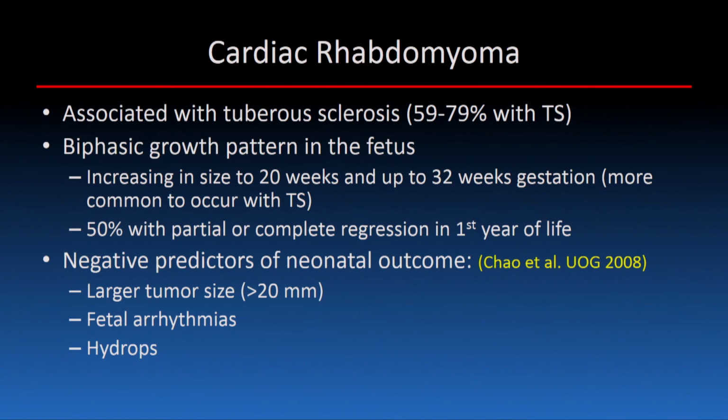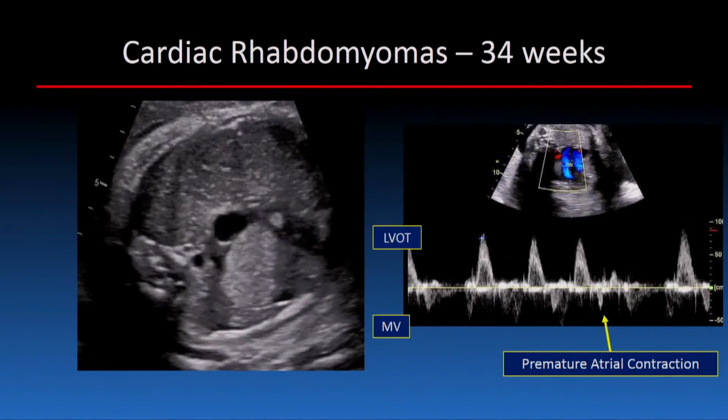Chow in 2008. 50% of these will regress, at least partially, within the first year of life, and the negative predictors of outcome as a neonate included larger tumor size, being greater than 20 millimeters, fetal arrhythmias, and hydrops. They did not assess if there was a negative prediction or the effect of flow obstruction with cardiac rhabdomyomas.